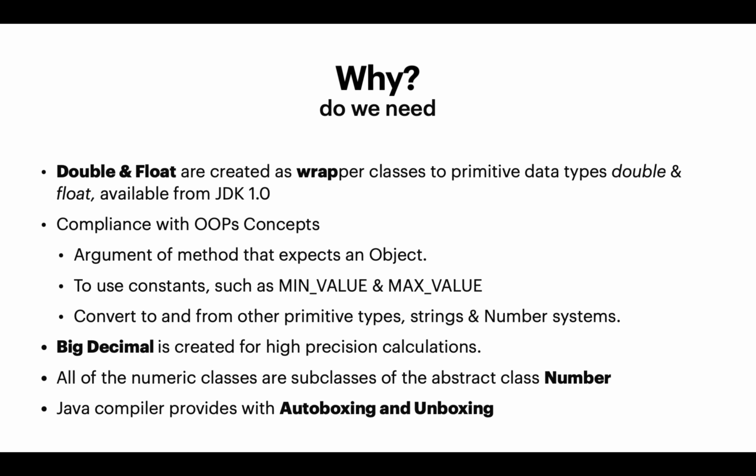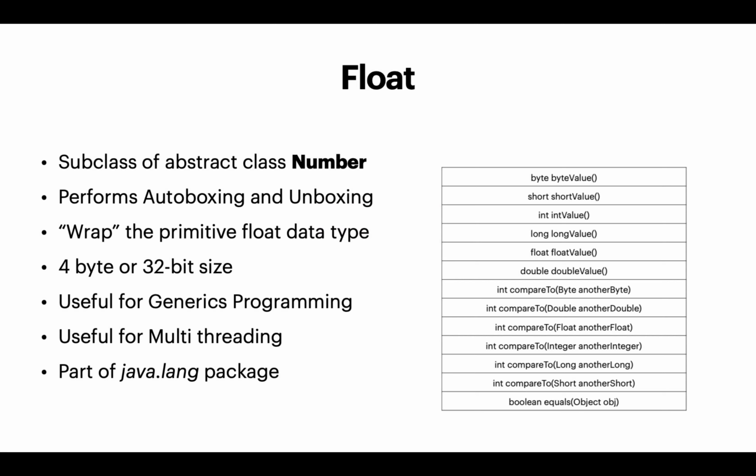And when we use the wrapper classes, we get the benefit of autoboxing and unboxing, right? This is why we need these classes. Why should we not use the primitive data types across our code? So let's jump into detail about what these different classes are, or what the different implementations available are. What are the advantages? So let's talk about Float.